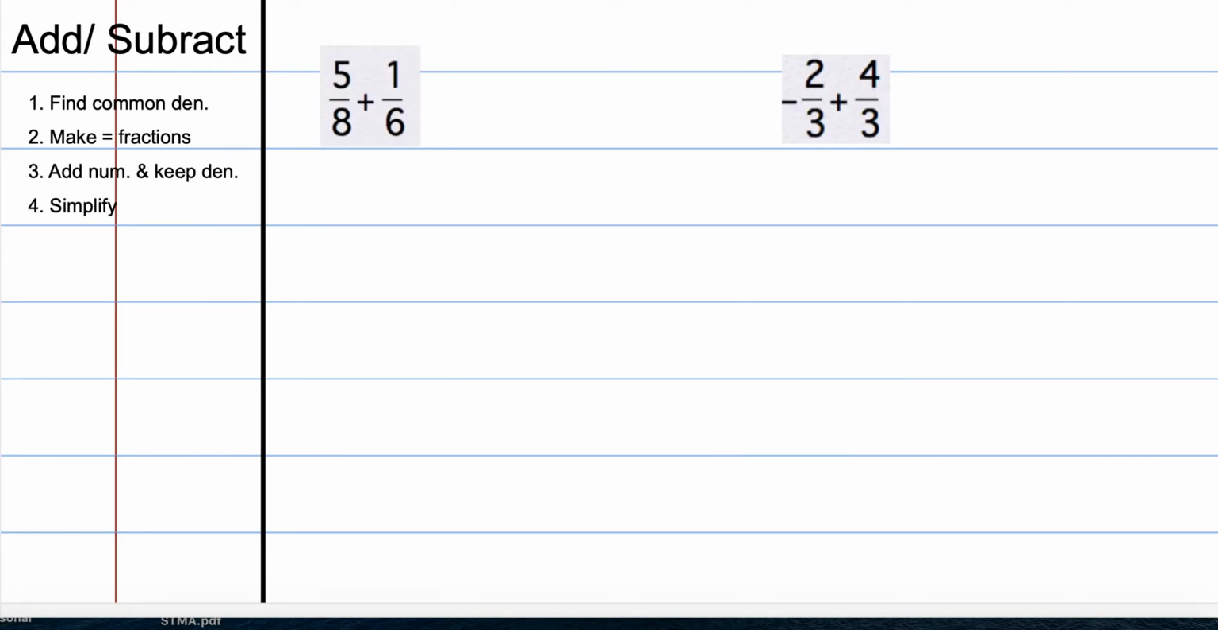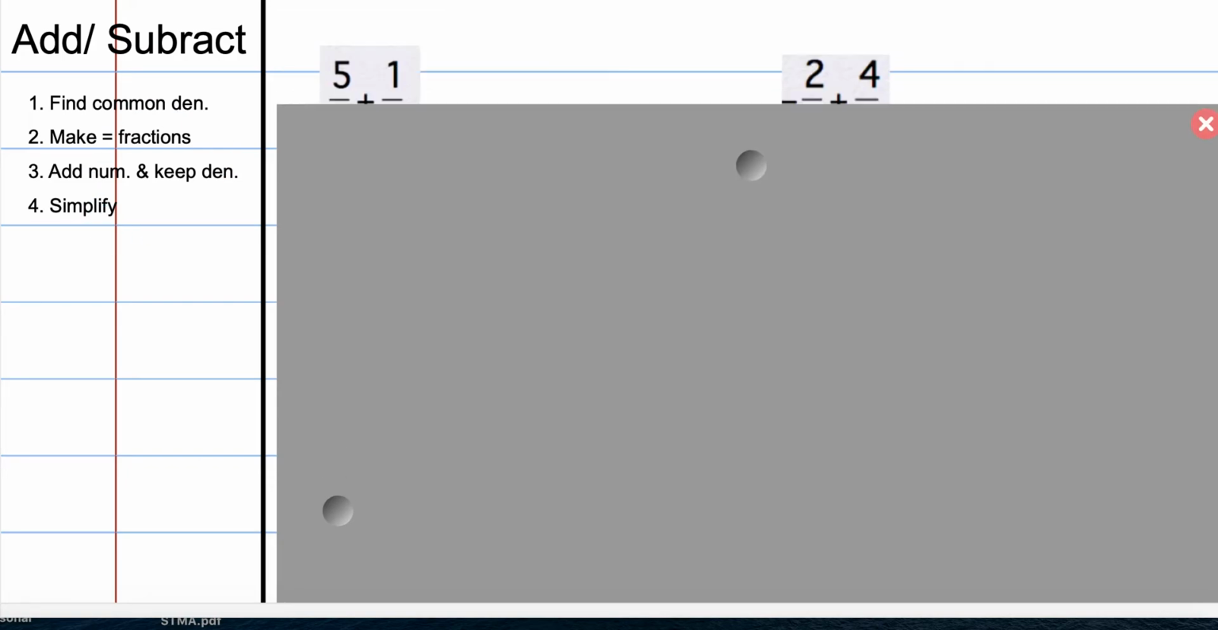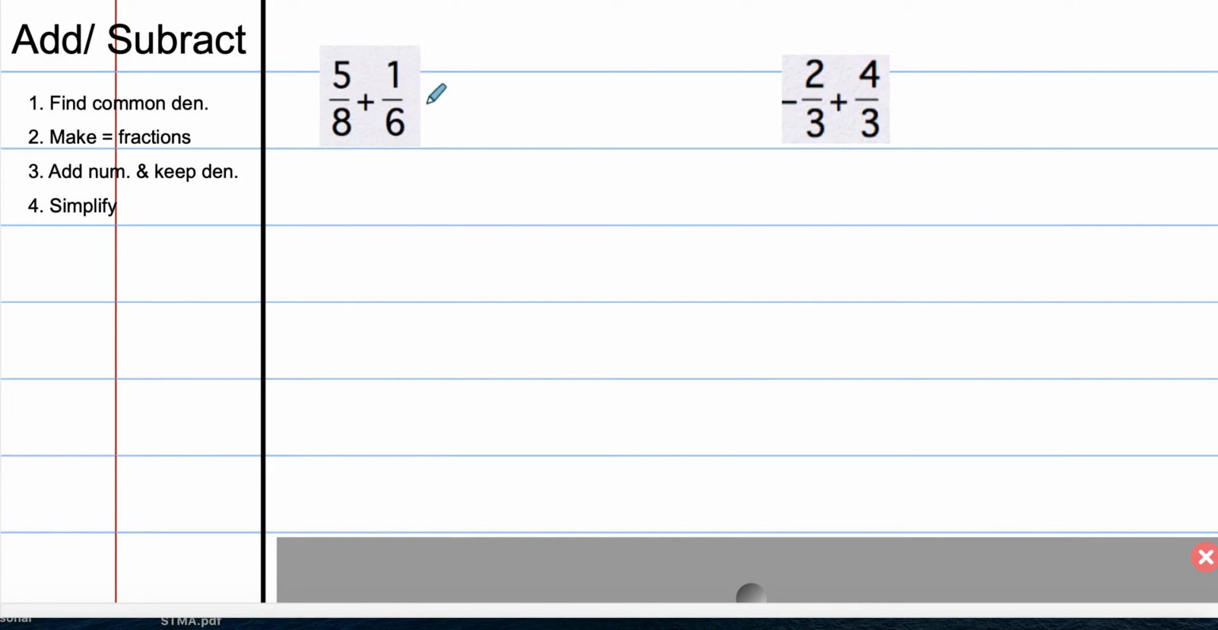All right, so here we finally are to our lesson. Right now, I want you to write add and subtract, and then these 4 steps. We need to find our common denominator. We need to make equal fractions. We add the numerators, we just keep the denominator, and then we simplify. So hopefully most of this is a review.